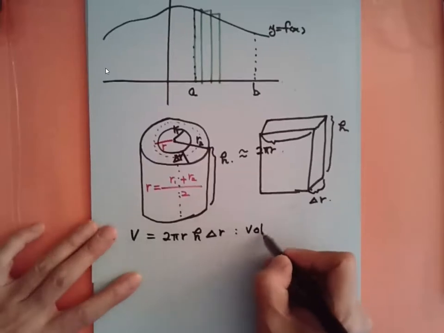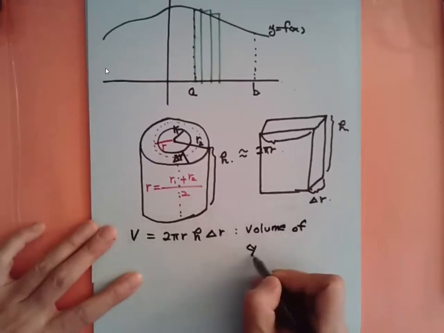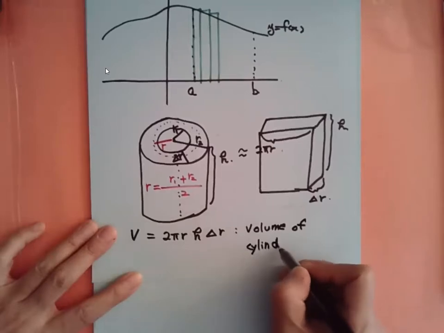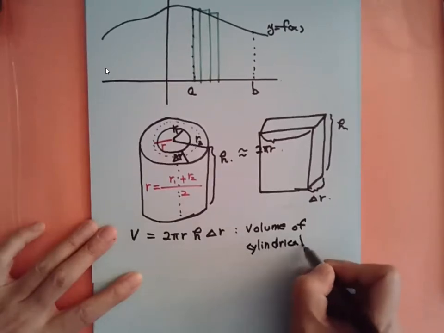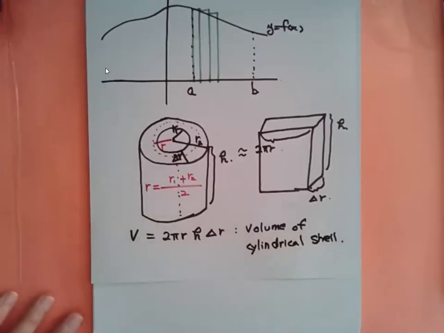This is the volume of a cylindrical shell. The radius for the outer circle is given. I don't calculate anything.